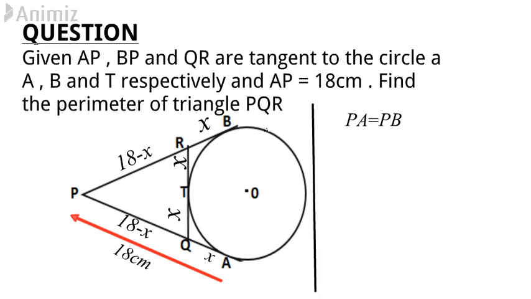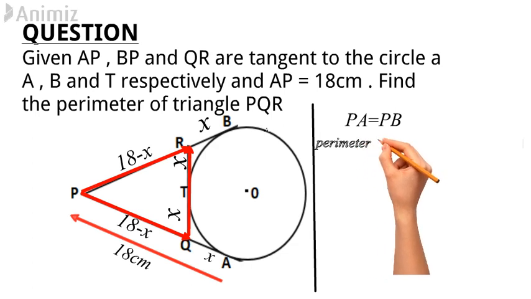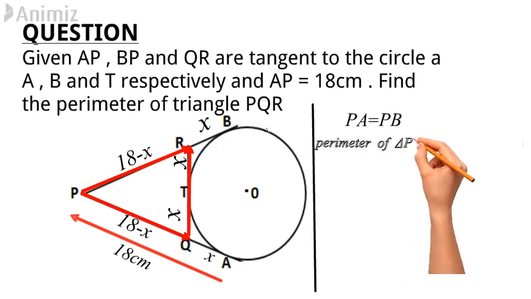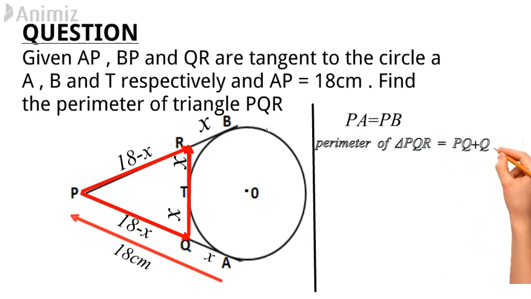So finally, the question demands us to find the perimeter of the triangle PQR. And when we talk about the perimeter, the question is trying to tell us about the distance around the figure, which means the perimeter of triangle PQR will be equal to distance PQ plus distance QR plus distance RP, right?